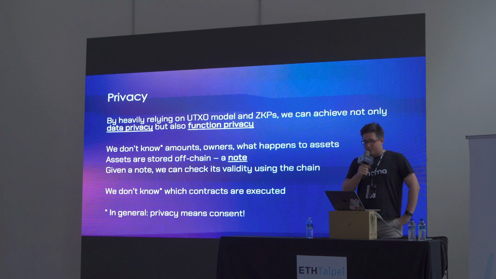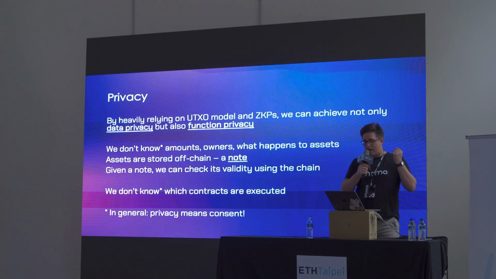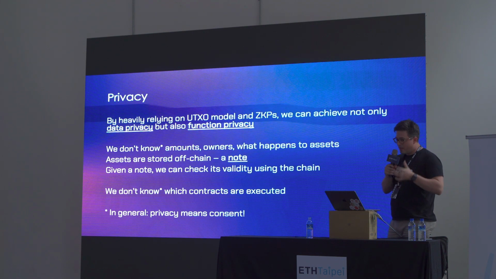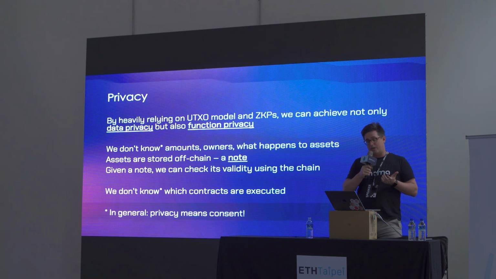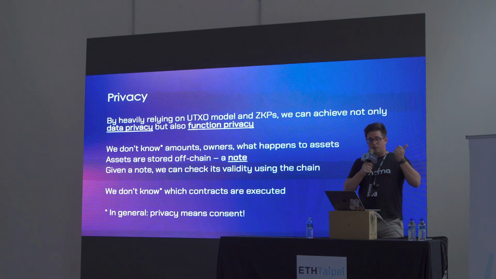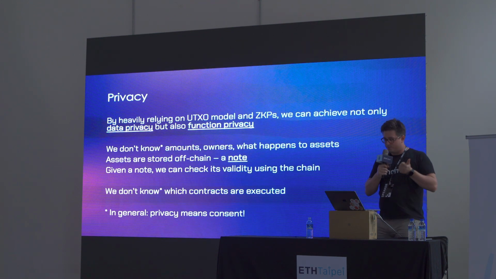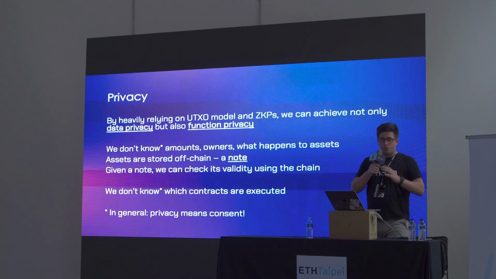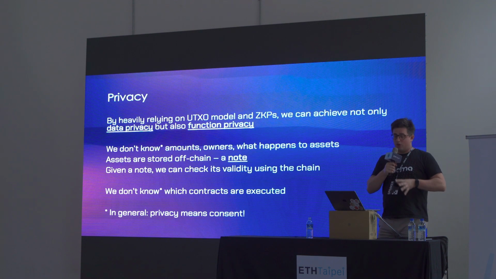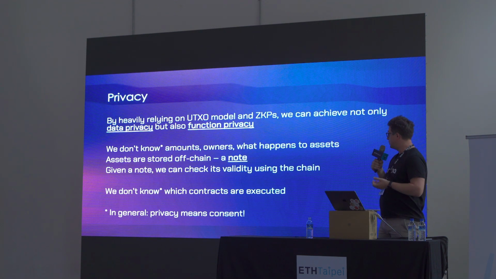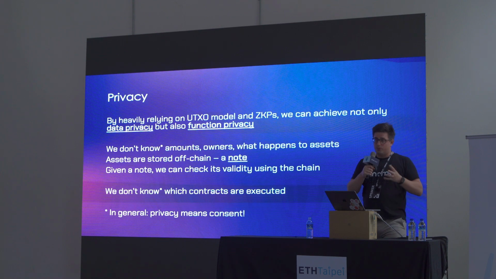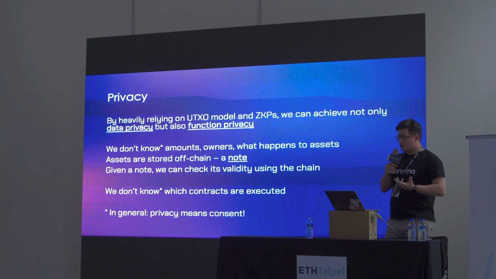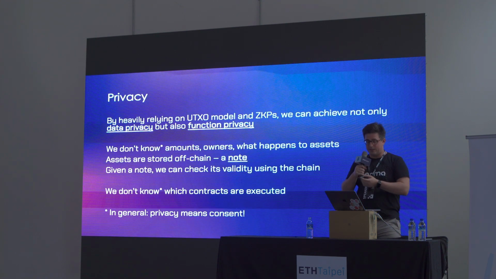Anoma is in many ways inspired by Zcash, but it does have programmability and it supports multiple assets. By using UTXO and a lot of zero knowledge proofs, we can achieve not only data privacy, but also function privacy. When we say data privacy, we mean that we don't know amounts, owners, what happens to assets. Assets are stored off-chain in the form of notes, it's UTXO. And given a note, which is not stored on-chain, we can use on-chain data to validate that the note is legit and it was not yet spent.